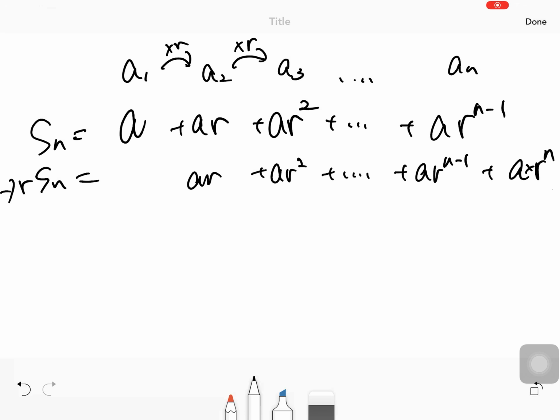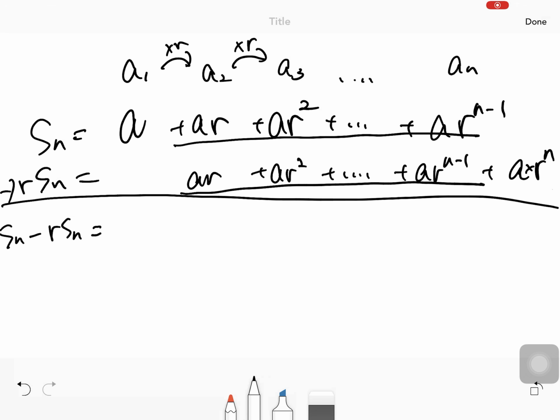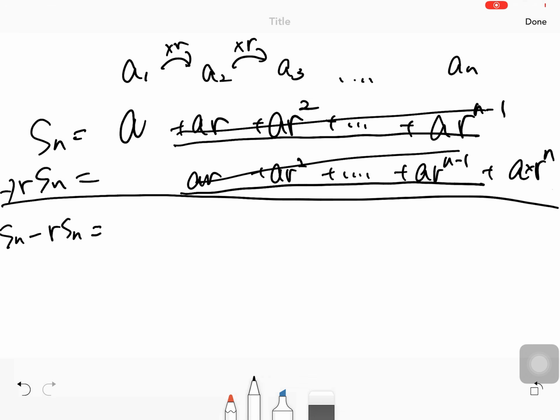Then we subtract rSn from Sn. On the left side, Sn minus rSn. On the right side, you can see these and these are the same, so if you subtract, you can just cancel them out. The leftover is a on the top one, and a times r to the power n on the bottom. So it's going to be a minus a times r to the power n.